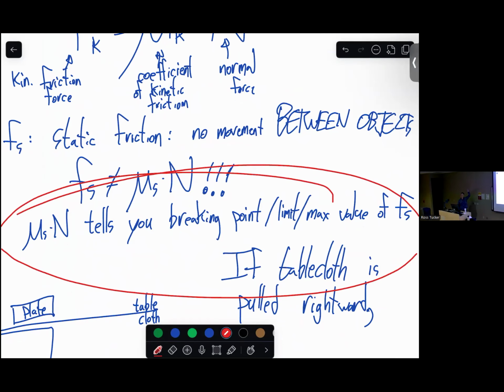Mu_sn tells you what? It doesn't necessarily tell you the current value of static friction. What it tells you is the maximum value of static friction. So how do we calculate the max value of static friction? Multiply mu_s times N, 156 odd newtons.